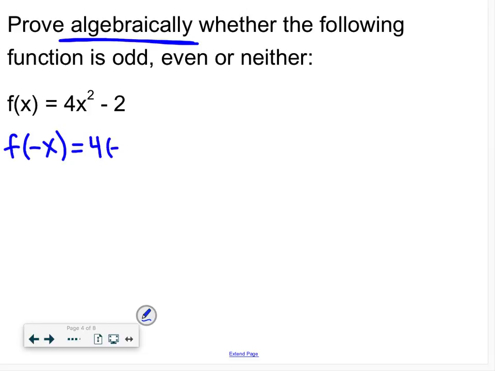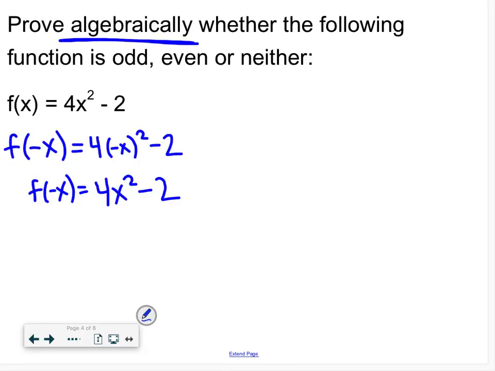So f of negative x means we throw a negative x anywhere there's an x. And what happens when we take negative x and we square it? Okay, that negative disappears, right? So we get f of negative x equals 4x squared minus 2. So my first question is, is this the same as f of x?